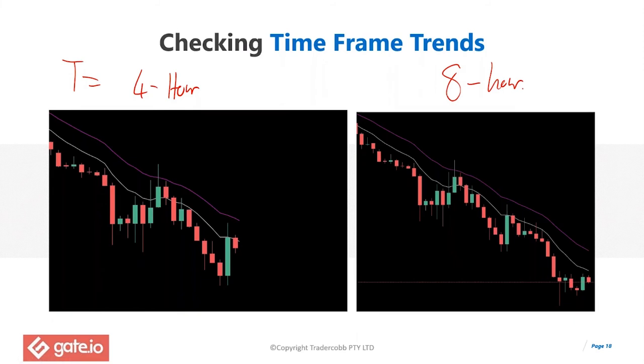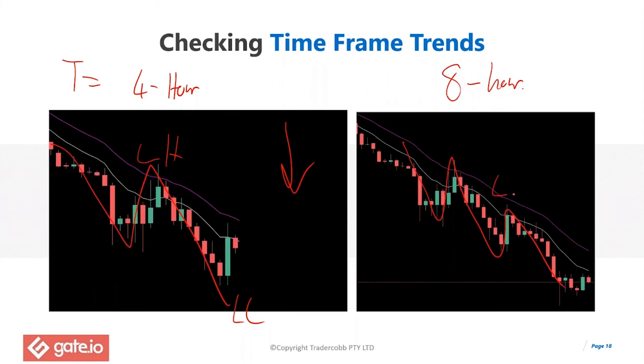And this is what I mean by checking time frame trends. If you consider rule 1 being that we've got to have a trend on both the trigger chart and the next higher time frame, well, there it is, lower high, lower low. This is a downtrend, easy peasy. On the 8 hour, lower high, lower low, we have both trends in agreement.